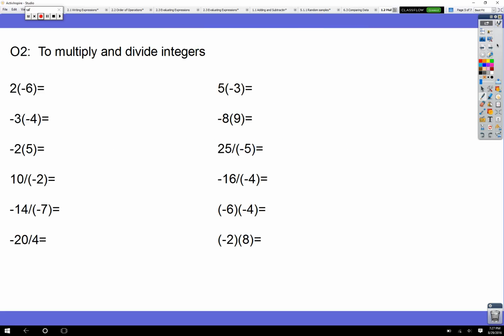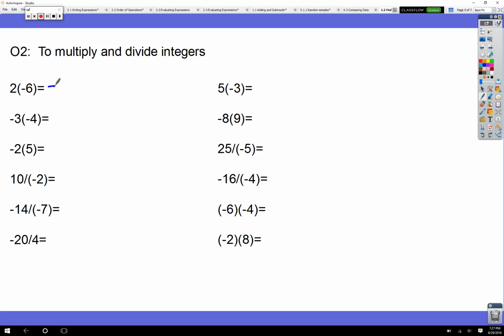Okay, let's take a look at some examples of this. So on this page we have a series of integers that we're going to multiply and divide. I want you to do these as quickly as you can, and just be careful to make sure you get the sign of your answer correct. So take a second and do this, and then check back with me for the answer. So hit pause now.